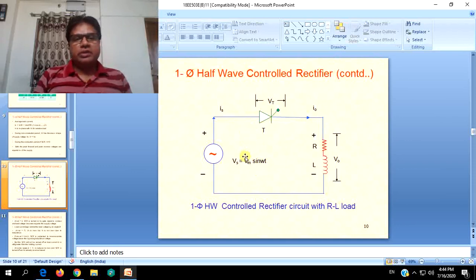Similar waveforms and similar working as discussed in the previous example will come into picture, except for the lagging of current. Because of that lagging current, the shapes of the waveforms will differ, and the performance of the load will also be affected.